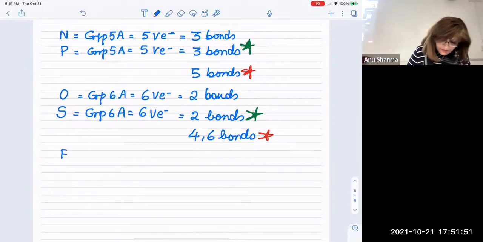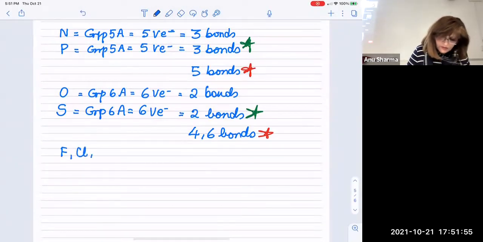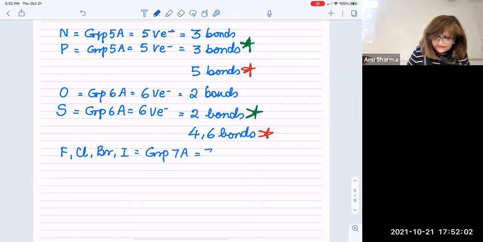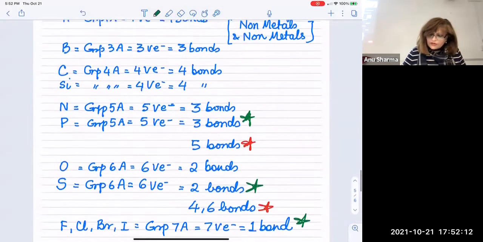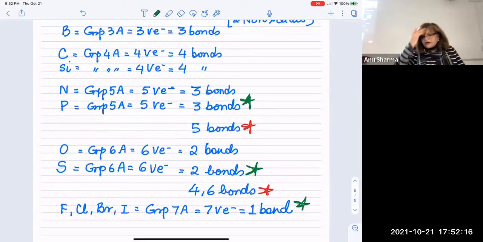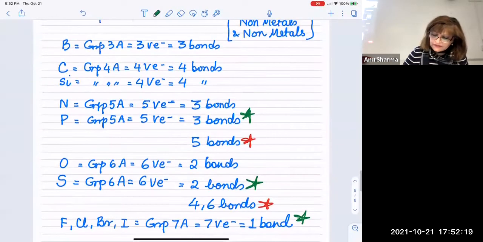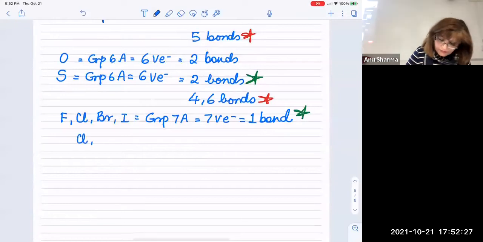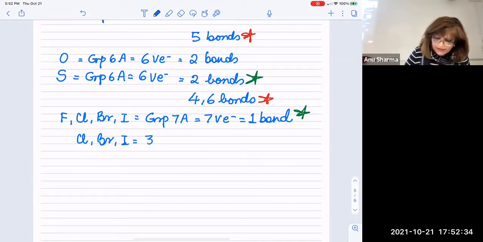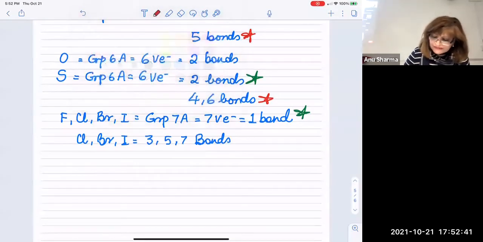Next comes fluorine. And yes, fluorine, chlorine, bromine, and iodine. These belong to group 7A. They have 7 valence electrons. So yeah, they will only make 1 bond. So the whole driving force is the octet rule. When they are obeying the octet rule, they make these 3 bonds, 2 bonds, and in this case 1 bond. But chlorine, bromine, iodine can defy the octet rule. So they can also make 3, 5, and 7 bonds. These are the exceptions.